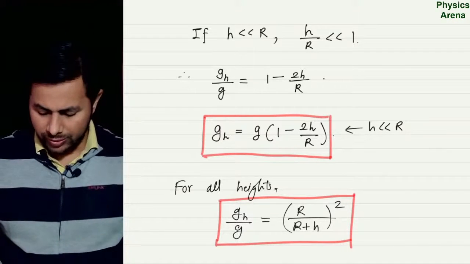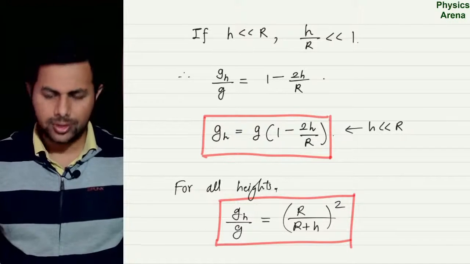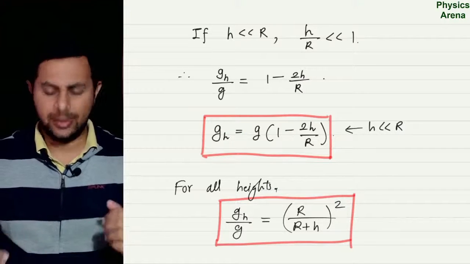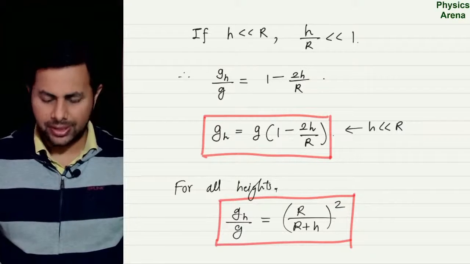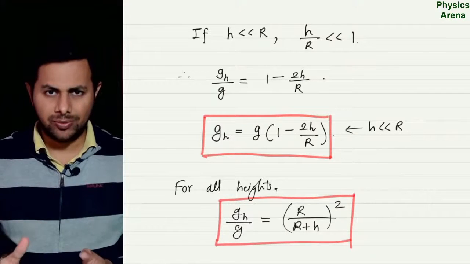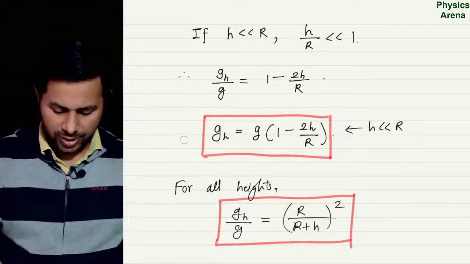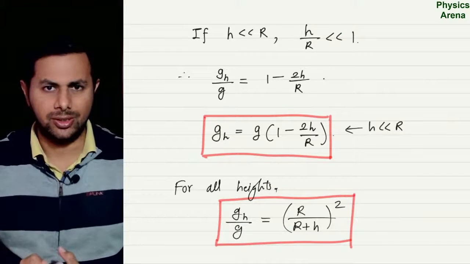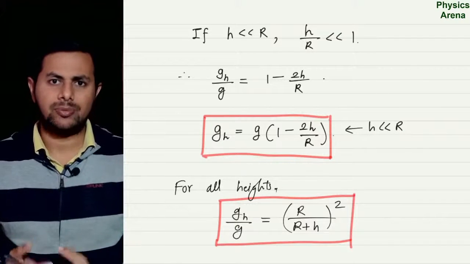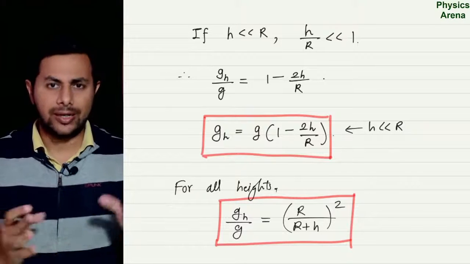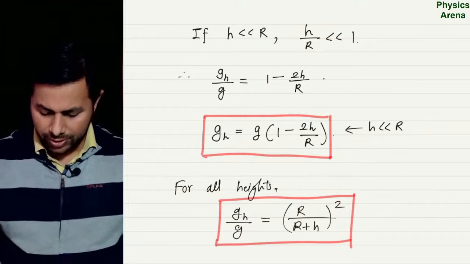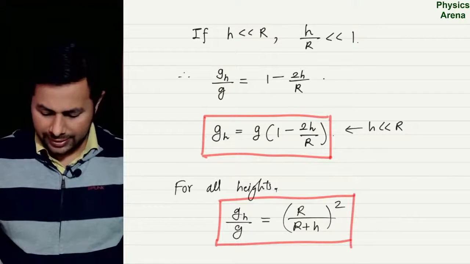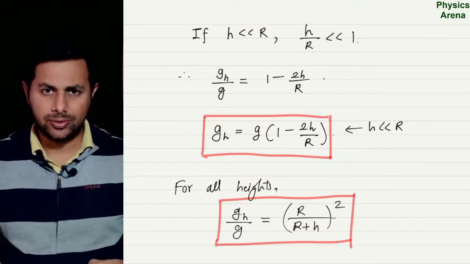So which one is the correct formula? For all distances, gh over g is equal to r divided by (r plus h) squared. This is the correct formula, and the earlier formula is an approximation. It holds good up to, let's say, 5%, when height is 5% of the radius of Earth. All right, so this is the variation of acceleration due to gravity with height.